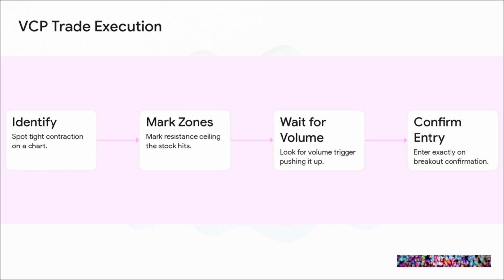Wait for the trigger. You want to see a massive spike in volume or a really powerful push above the resistance, which proves that institutions are finally stepping on the gas. And step 4, enter on confirmation. Wait for that breakout candle to close and show actual, undeniable momentum.